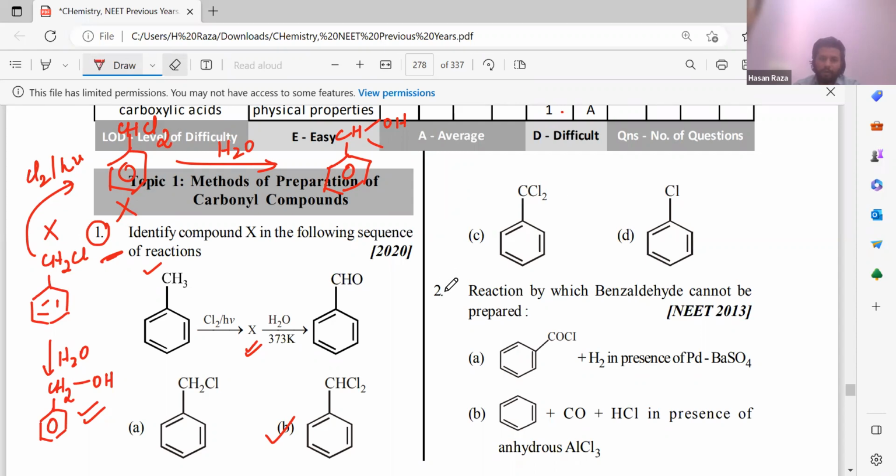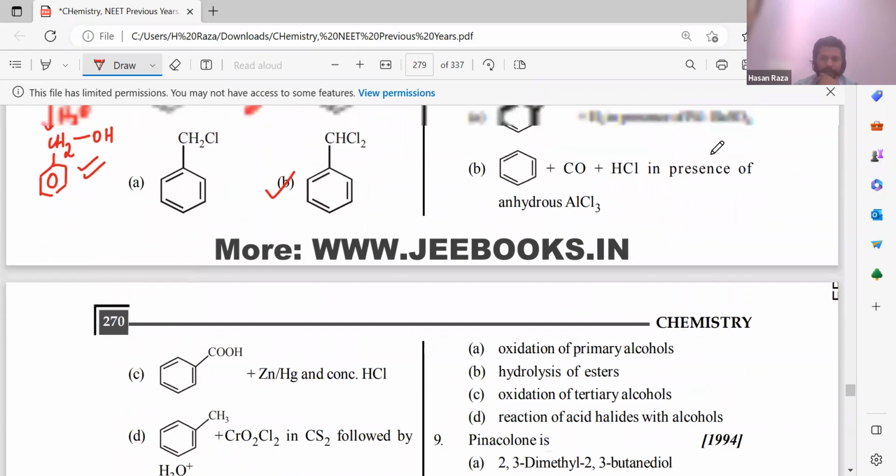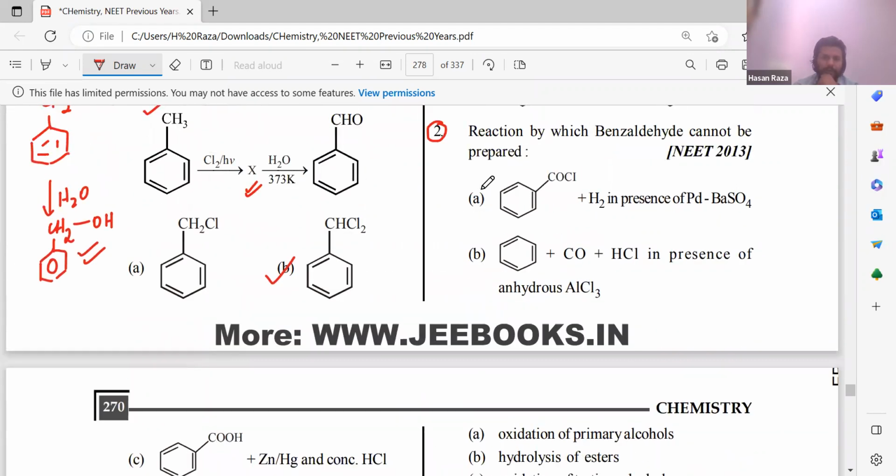Now question number 2 you are going to do. This is your option. See, option A is here: reaction by which benzaldehyde cannot be prepared. We know that we prepare it from here, which is Rosenmund reduction. This Cl will be replaced by hydrogen, so this is true. This is Gattermann-Koch reaction, so CHO will be added here. So this is also true.